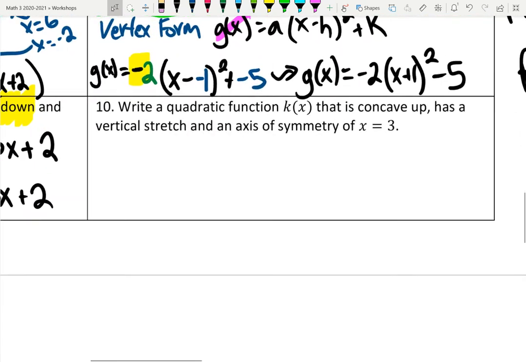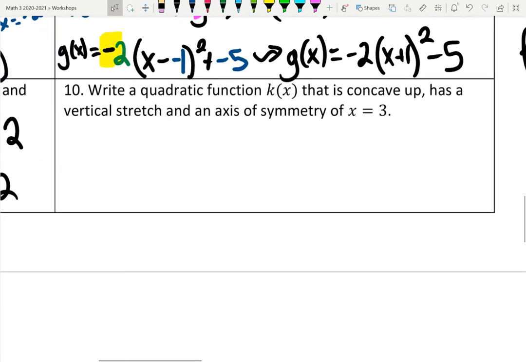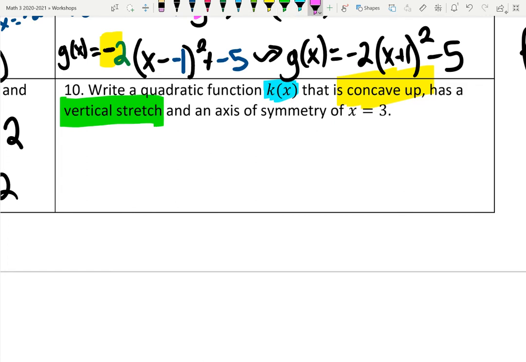All right, for this last one, I want to tease about the future. We're going to continue to read. We want a quadratic function. I want it to be called k of x, so I know which one is which. It needs to be concave up. It is going to be a vertical stretch. And this doozy, an axis of symmetry of x equals 3.